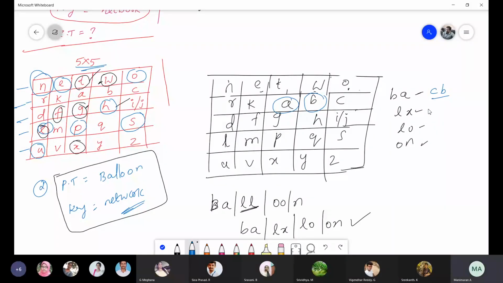For B, what is the rightmost? Yes, rightmost means immediate right. What is the letter? C. For A, what is the immediate right? B. So this is what? This is plain text. This is ciphertext. That's it. So L and X.